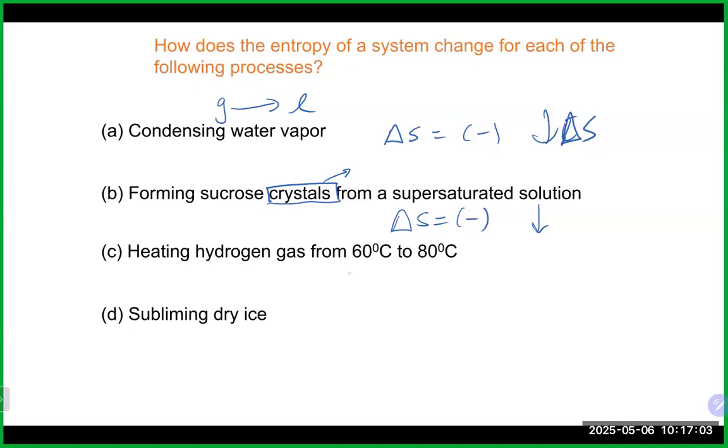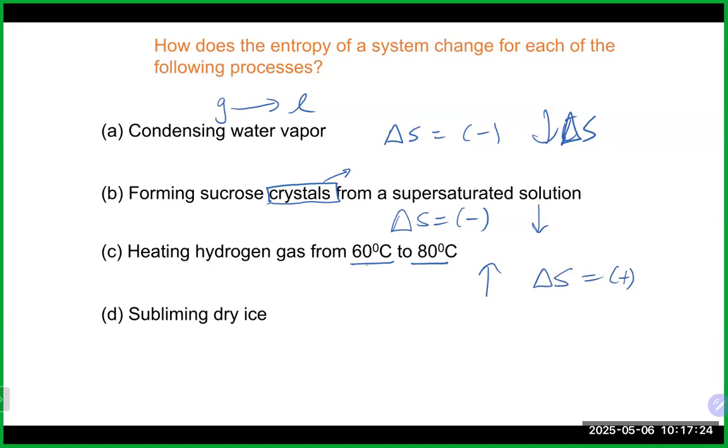If we heat hydrogen gas from 60 degrees to 80 degrees, we're increasing the temperature in this case, so gas molecules are going to start flying around a lot faster, and that is going to increase the disorder, and we would expect our entropy to be more positive in this particular case.